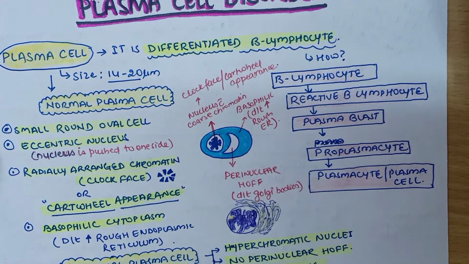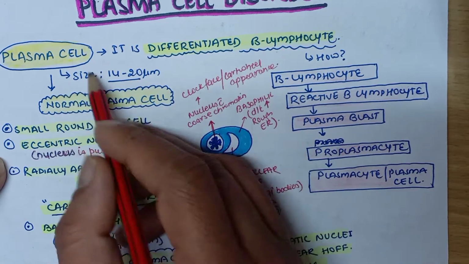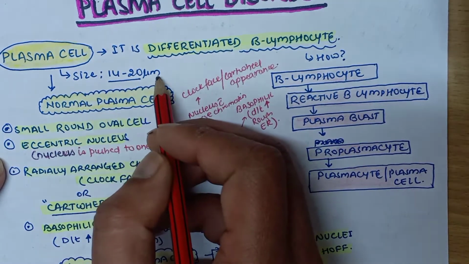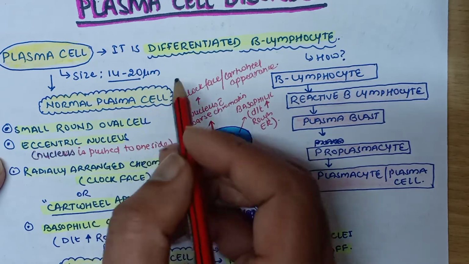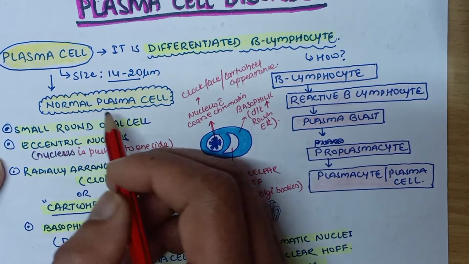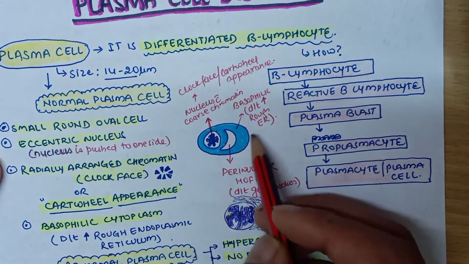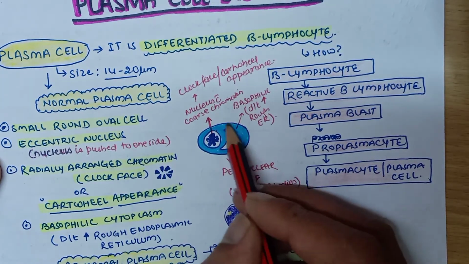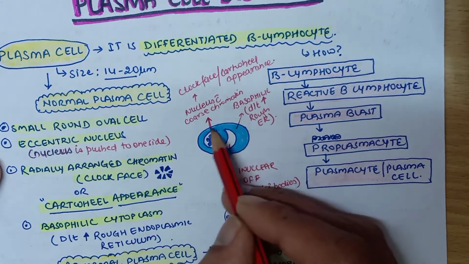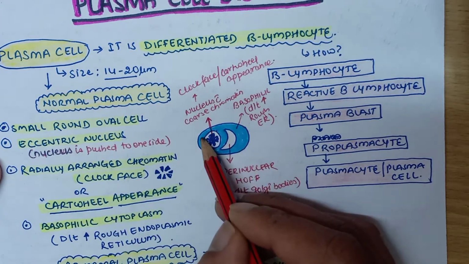So what is the size of plasma cell? The size of plasma cell is 14 to 20 micrometer. How does a normal plasma cell look like? So this is a normal plasma cell. You see a small round oval cell.